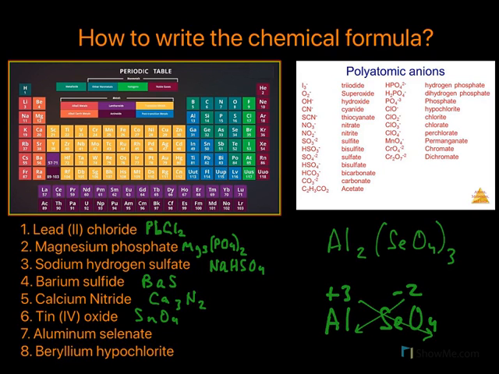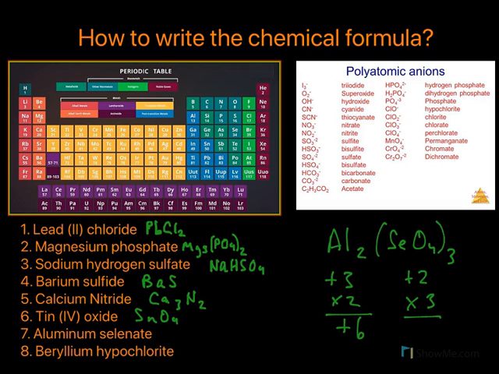Again, this is a simple way to do it, but it makes sense. Again, aluminum is a plus 3, you have 2 of them, so times 2, this becomes a plus 6 charge over on the aluminum side. Selenate is a minus 2 charge, but you have 3 of this, times 3. Minus 2 charge times 3 is a minus 6, and this plus this is equal to 0.